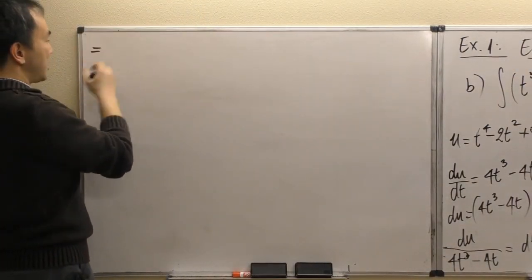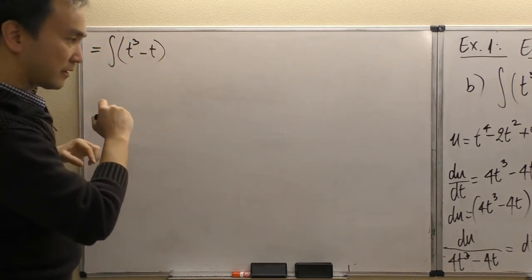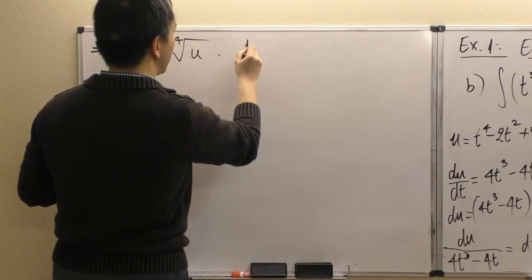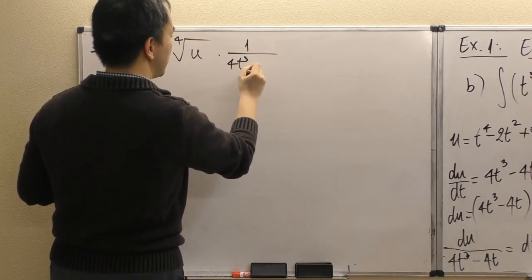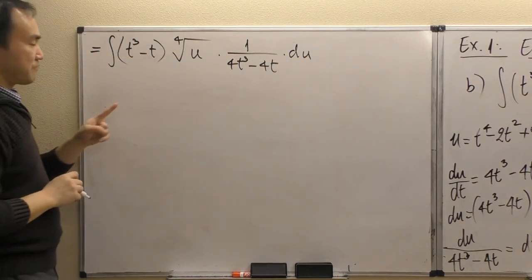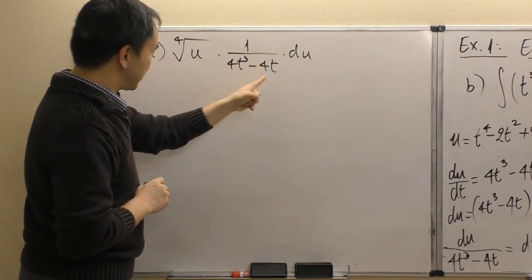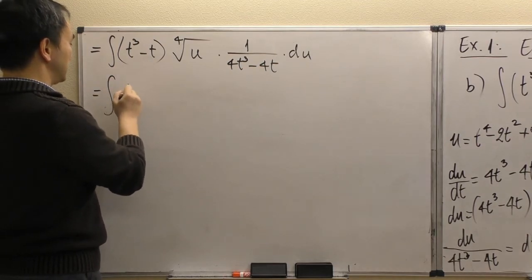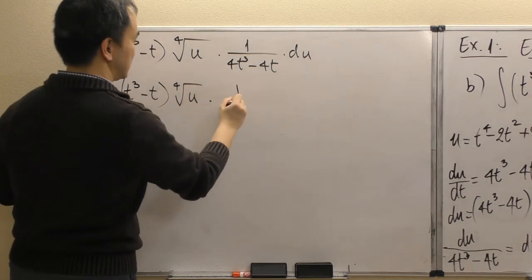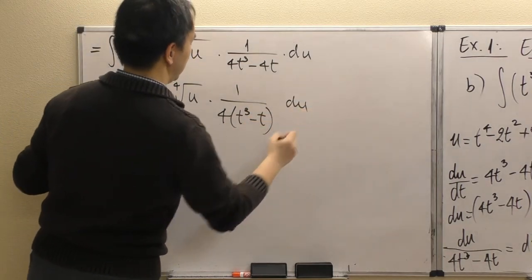Now with my current problem right here, I can recognize the t cubed minus t here, and then there's a 4th root of u. Now I can recognize here that it's 1 over 4 times t cubed minus 4t, and then there's a du here. See, in what I explained earlier, I recognize there's a common factor here. So now I can go t cubed minus t, 4th root of u times 4 factorial t cubed minus t du. And now everything is so clear.